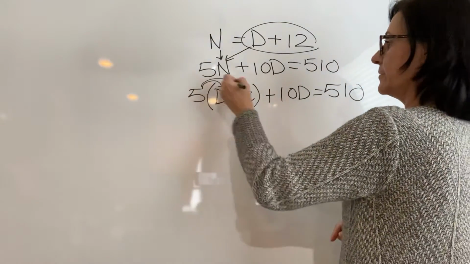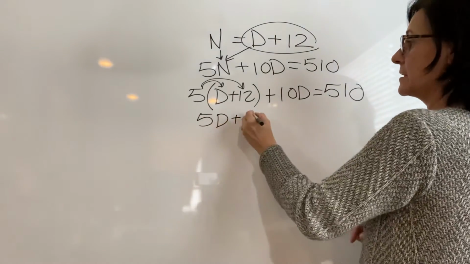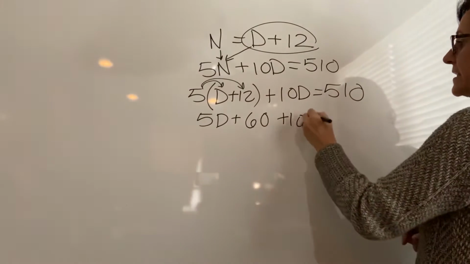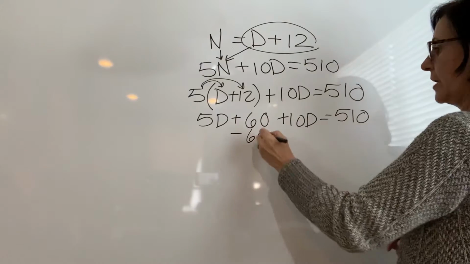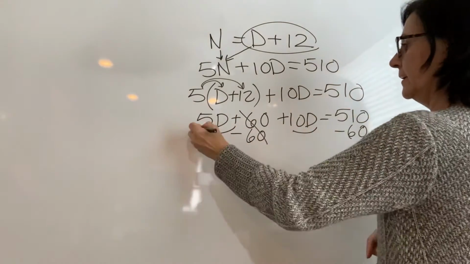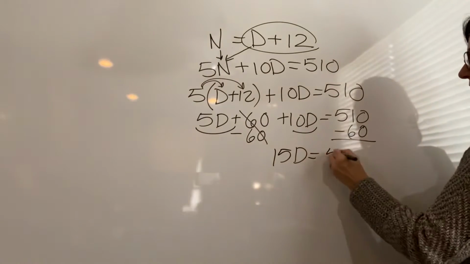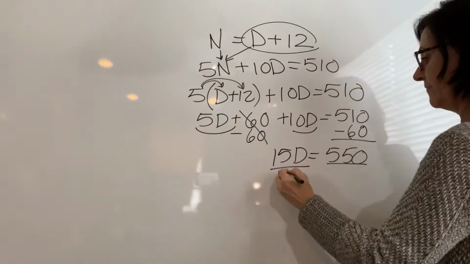I have to distribute that 5. So I have 5d plus 60, that's 5 times 12, plus 10d equals 510. I'll subtract 60 from both sides. Combine my like terms. That's 15d equals, that's 550. I divide both sides by 15.